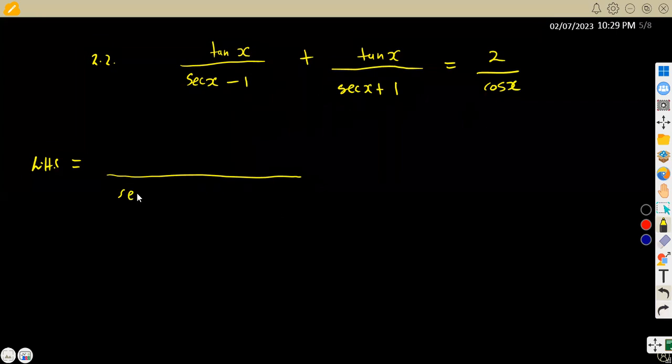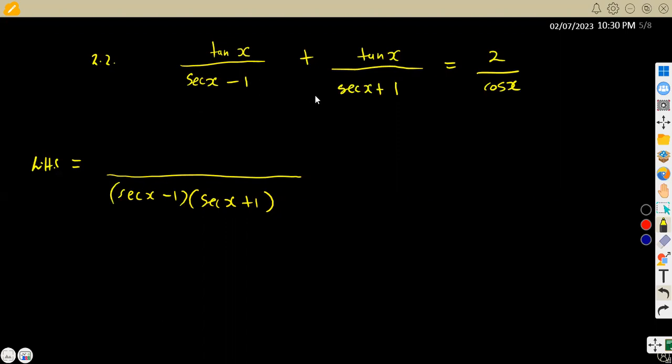That's sec x minus 1 into the other bracket, which is sec x plus 1. Remember your division, guys. If you add, you divide the LCM by the denominator. As we can see, sec x minus 1 and sec x minus 1 will cancel, which means you remain with sec x plus 1. But whatever you remain with has to be multiplied to the numerator, which is tan x. So it's tan x into sec x plus 1.